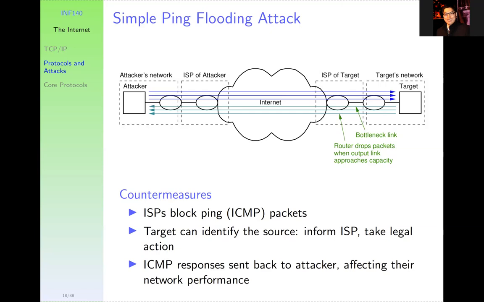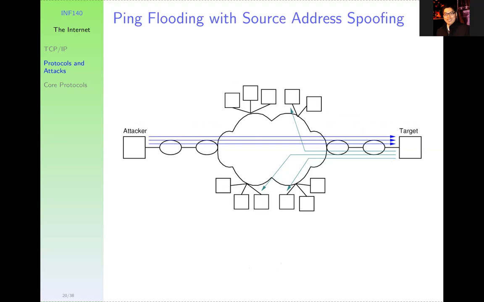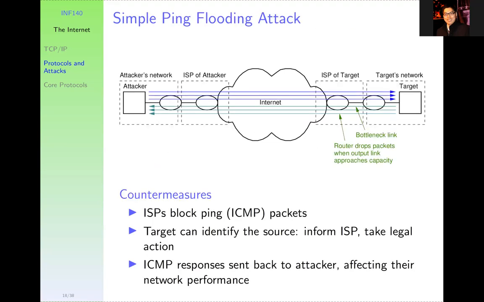Then how can the attacker improve this type of attack? Then they have the source address spoofing attack. Here the attacker manipulates the IP packet to change the source IP address to someone else's, not necessarily itself. Then in this case, the bandwidth usage from the attacker will be about half of the target's bandwidth usage. So that's good.